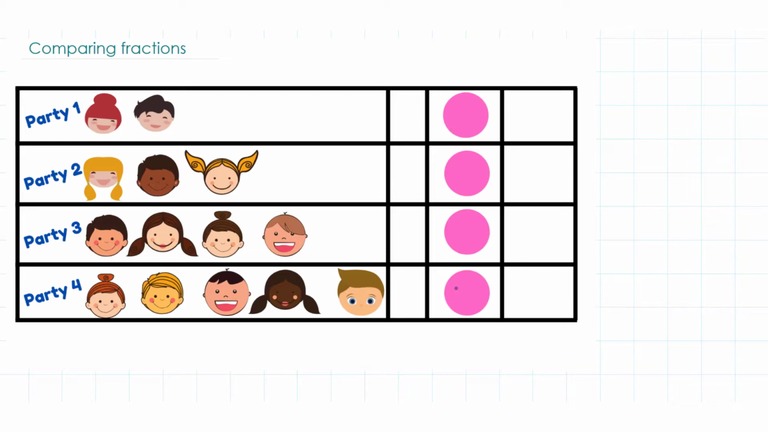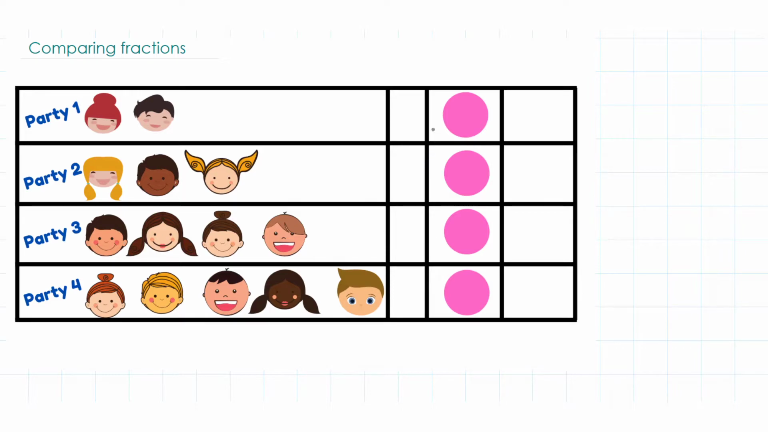Now the rule at this party is you have to share out the whole cake equally between all the people at the party. Okay, does that make sense? So no cake left over. Everybody has to get some. Everyone has to get the same amount. No cake left over. So what's that going to look like? Let's cut up these cakes.